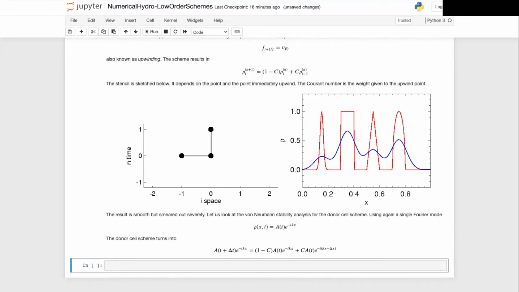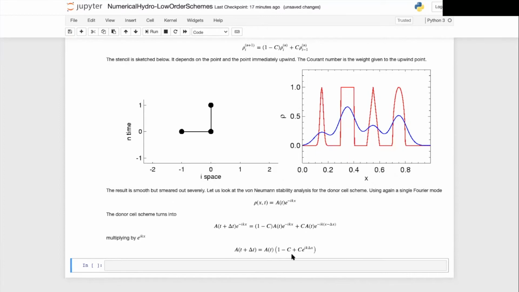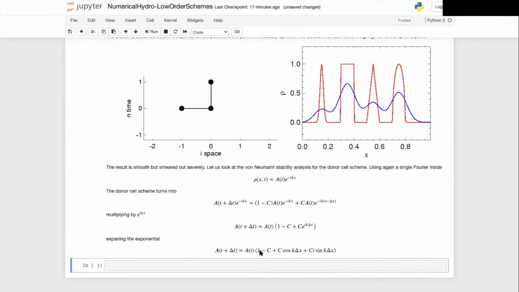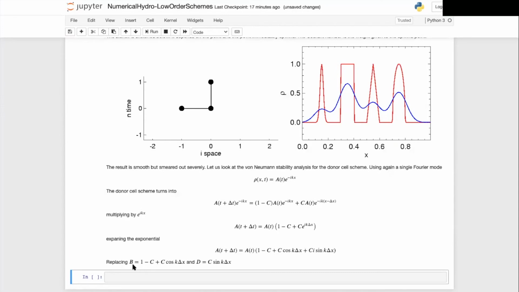Again, multiplying by the positive exponential, we have this recurrence relationship. Now, the amplification factor is this: 1 minus c plus c times the exponential. If we expand this exponential into cosine and sine to have the real and imaginary parts, let's split that into the real part and the imaginary part. Call the real part b, 1 minus c plus c cosine k delta x, and the imaginary part d, which is c times the sine of k delta x.